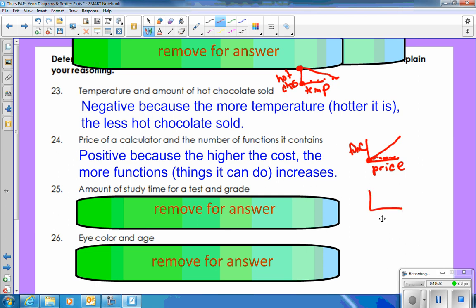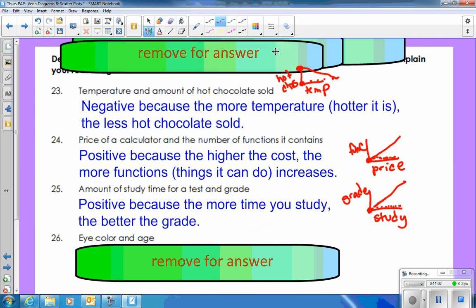Amount of study time and your grade. And of course, this is in theory. In theory, if you study zero amount of time, your grade is probably going to be very, very low. As you increase your study time, your grade should also increase. So this represents an increasing grade. This represents increasing study time. Notice that again, it is a positive relationship.